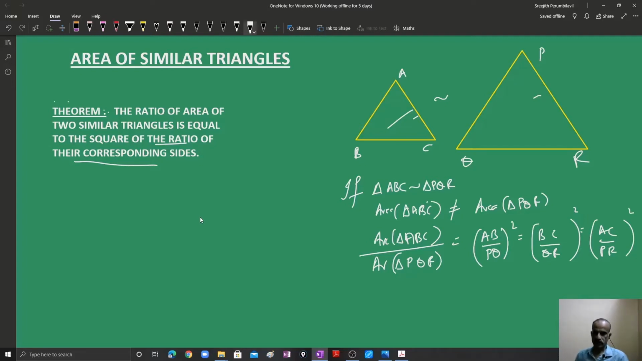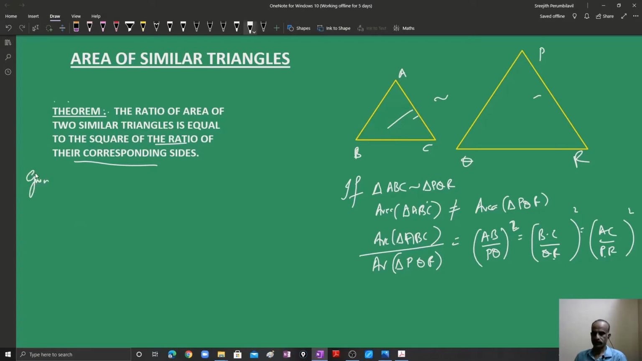That is, the ratio of the areas of two similar triangles is equal to the square of the ratio of their corresponding sides. Here triangle ABC and triangle PQR are similar. Therefore, the ratio of their areas is equal to the square of the ratio of their corresponding sides. Which are the corresponding sides? AB and PQ, BC and QR, AC and PR. Ratio means divide.